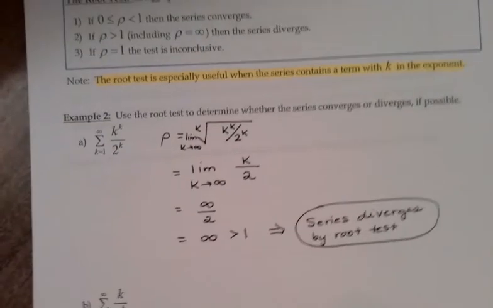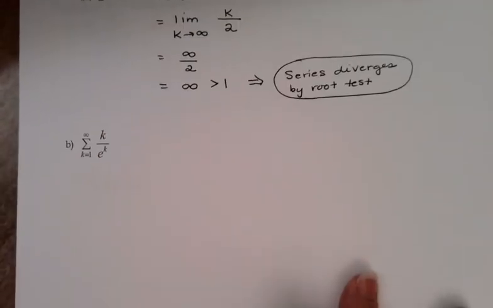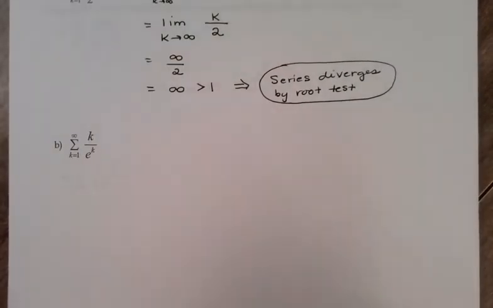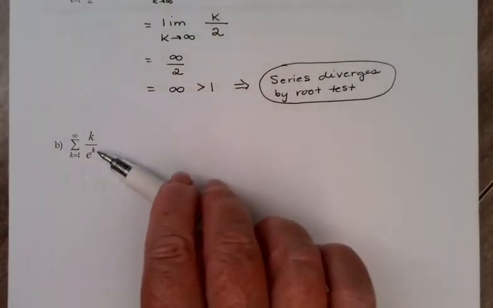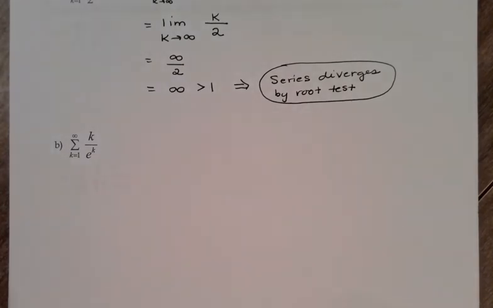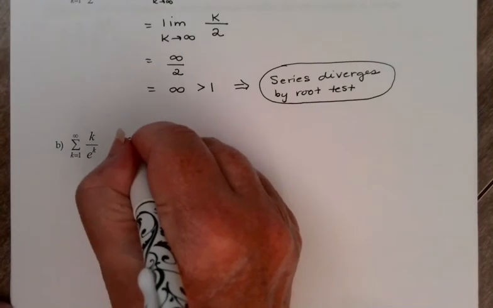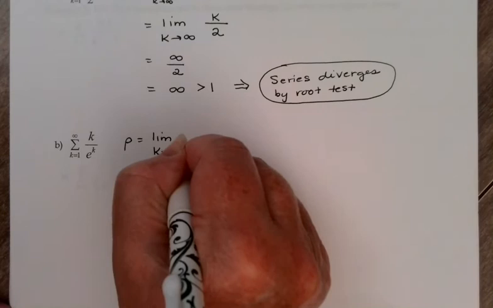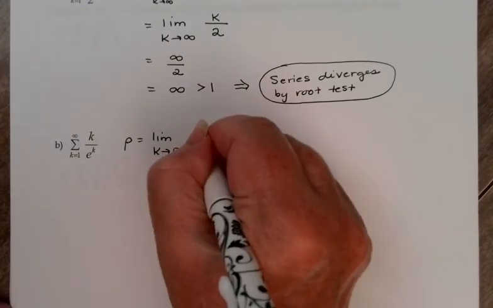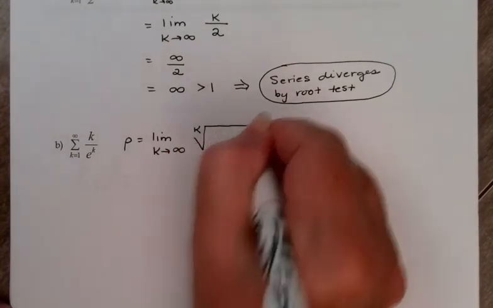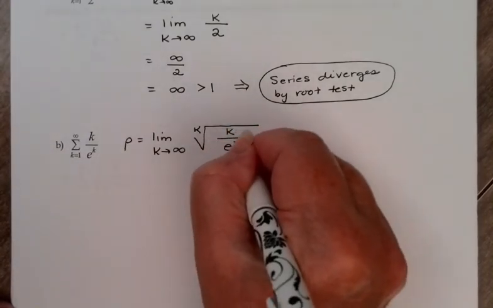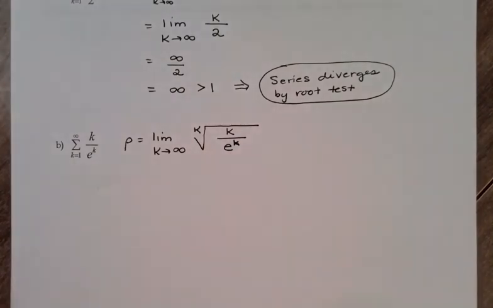All right, let's try one more. In B, we have the series k over e to the k. Now the denominator still has k in the exponent. I think the root test is a reasonable try here, so let's go for it. Once again, our rho is the limit as k goes to infinity of the kth root of this term, k over e to the k.